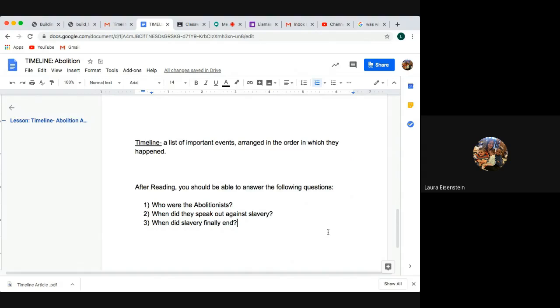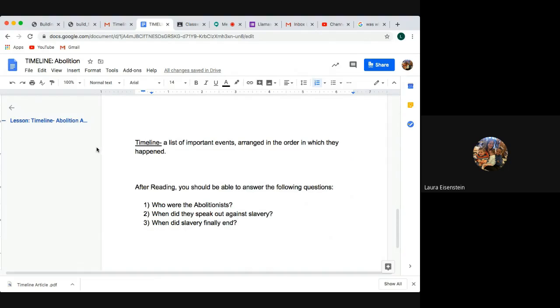Okay, so now we're going to read the timeline. And as I read this article, you're going to be looking for these to be able to answer these questions. So after reading, you should be able to answer the following questions. Who were the abolitionists? When did they speak out against slavery? And when did slavery finally end? So after we read the timeline, you will know who the abolitionists were, when they spoke out against slavery, and when slavery ended.